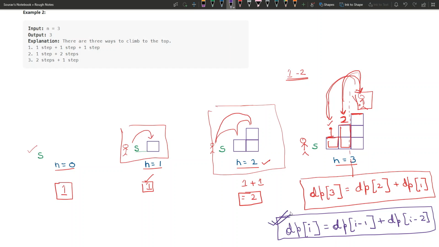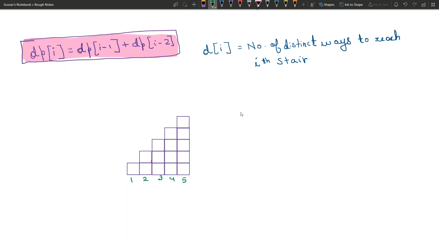So what we have done is broken this very complicated problem of reaching the top step into subproblems, that is, solve for i minus 1 and solve for i minus 2. We would then get the number of ways to reach the ith step. Okay, so what does dp of i represent? dp of i represents the number of distinct ways to reach the ith stair. So what would have been the naive way to solve this problem?